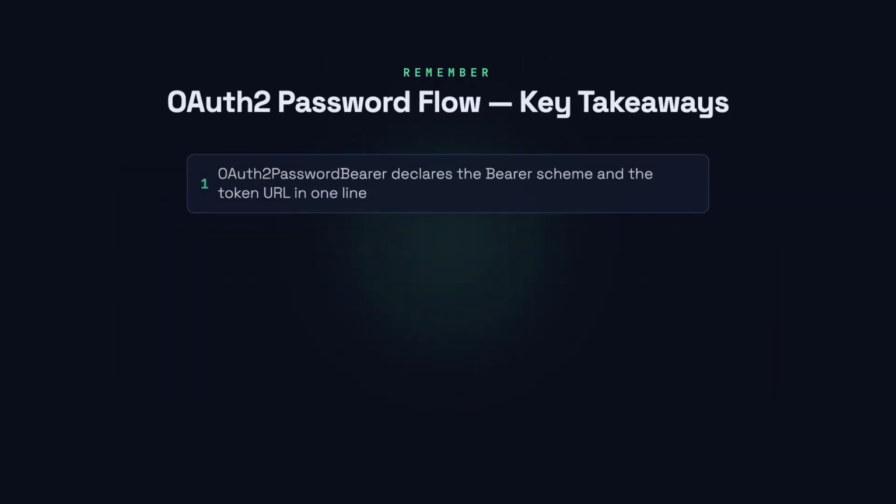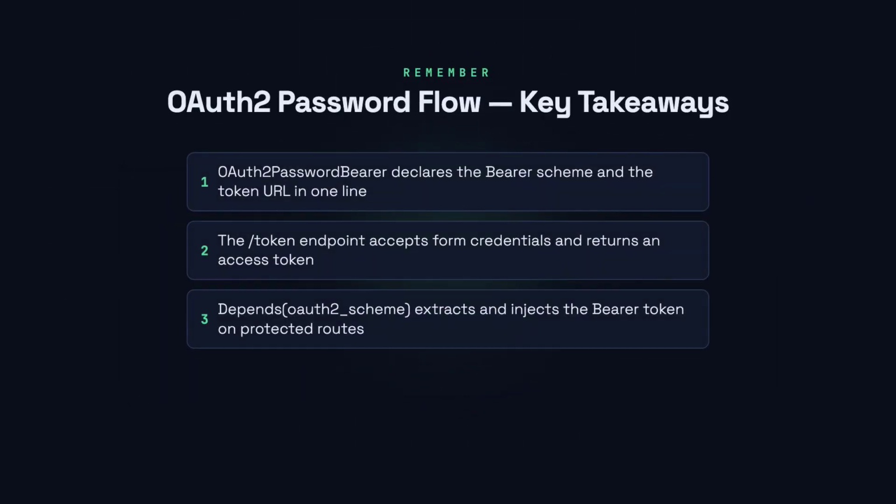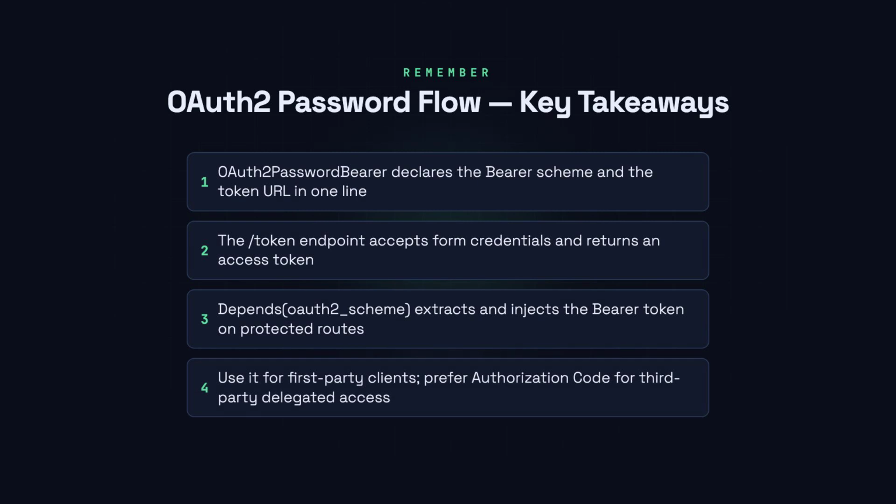To recap, OAuth2PasswordBearer is a single declaration that wires the bearer scheme and tells both FastAPI and Swagger UI where your token endpoint lives. Your token endpoint uses OAuth2PasswordRequestForm to receive credentials as a form post, and it returns a standard token object. Any protected route then uses Depends of your scheme to receive the token automatically, no manual header passing. Remember that this flow is best for clients you own and trust. For third-party delegation, reach for the authorization code flow instead.